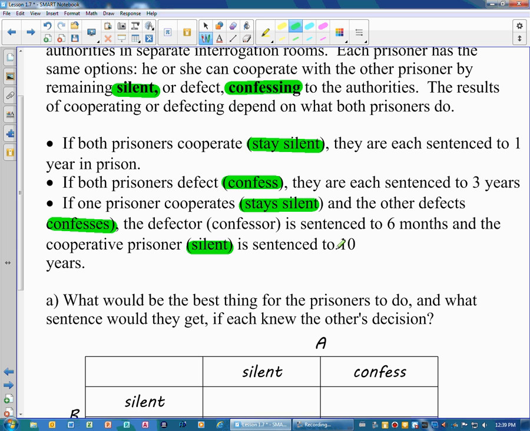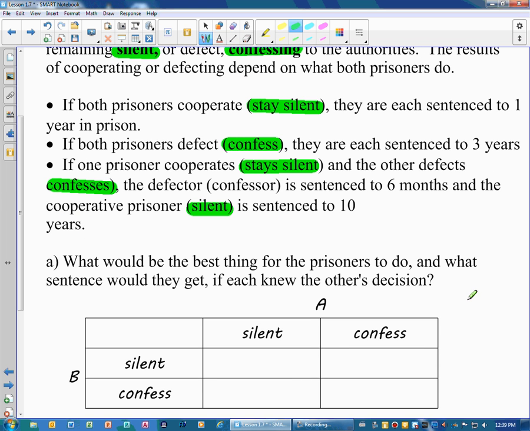So this is the dilemma because these prisoners are separated and they don't know what each other is going to do. When they were told their options, they weren't told together, they were told separately. So each of the prisoners doesn't know what the other's going to do. So it says, what would be the best thing for the prisoners to do, and what sentence would they get if they knew each other's decision?